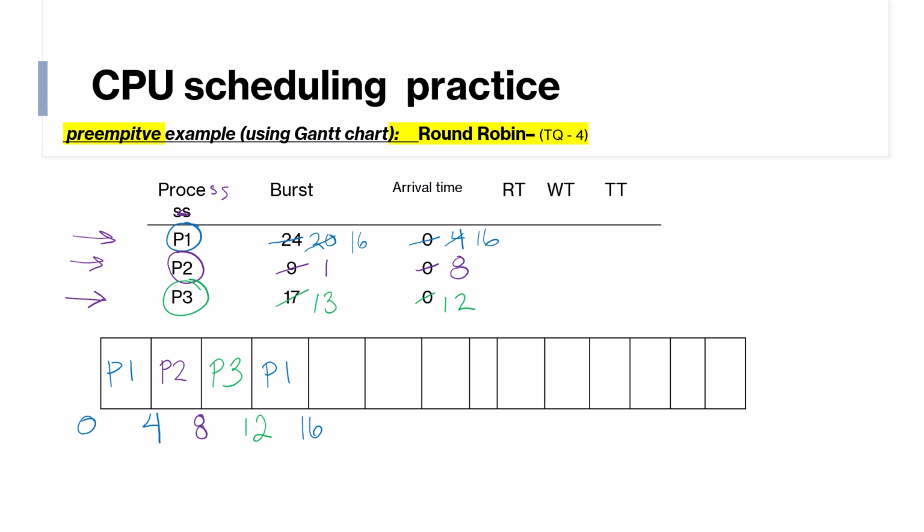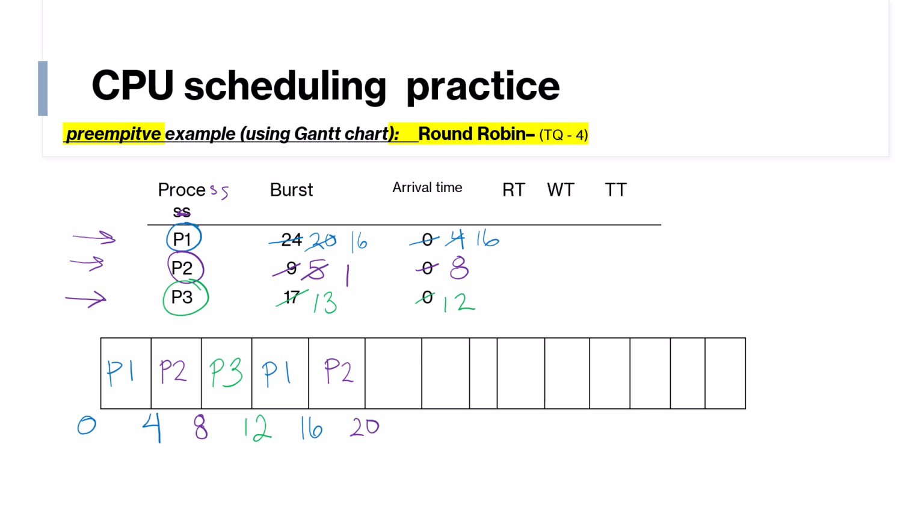Now we have P2. I've already made an error, so that should be 5, right? When P2 went here, it did not use 8 of a CPU burst, it used only 4. So those of you paying attention, I have fixed it now. So it has 5 left of its CPU burst. Now it will go till time 20, and now it will have 1 left of its CPU burst.